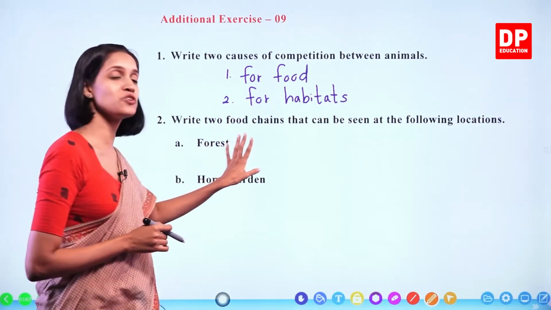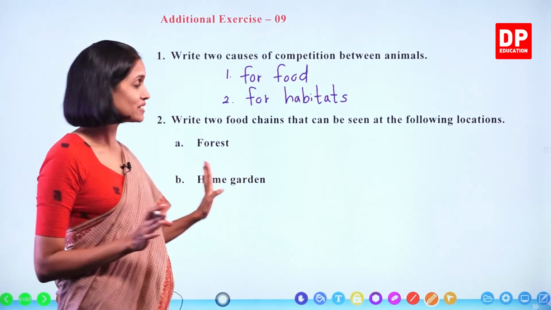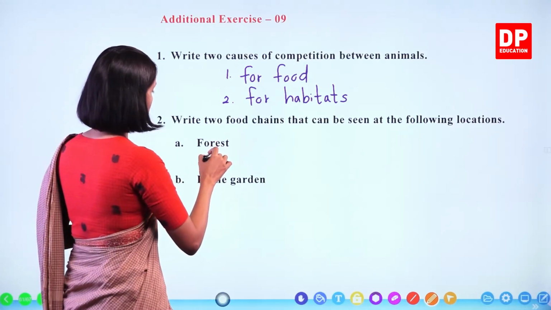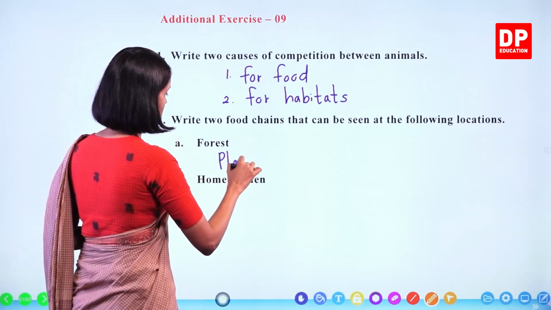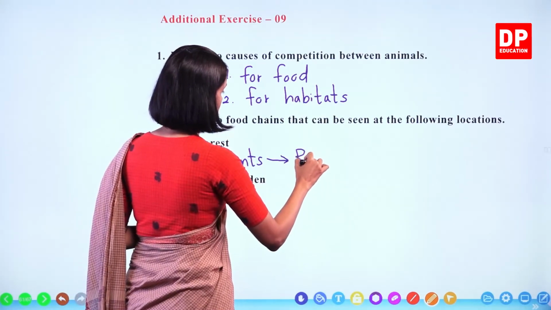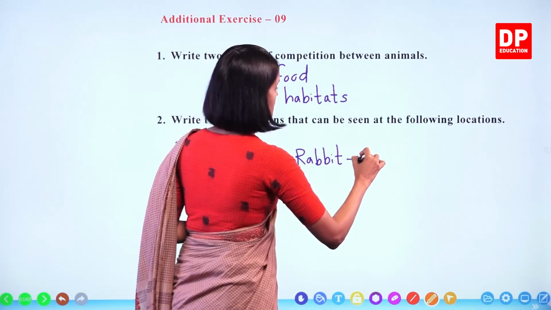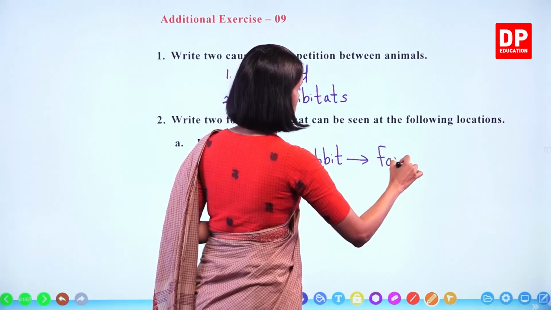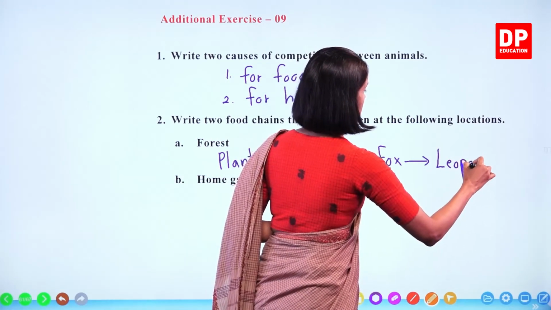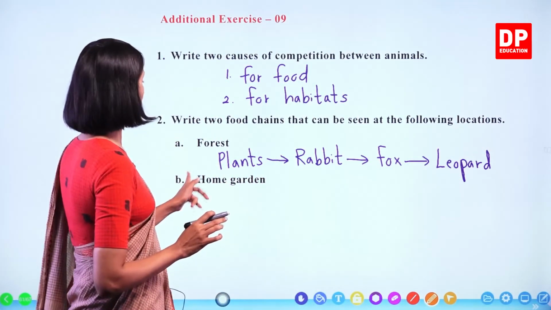Okay. Next one. Write 2 food chains that can be seen at the following locations. Now this also you all are very familiar with. We did these type of examples, right children? Okay, forest. Let's write plants, rabbit, fox, leopard. Right? Home garden. You can write grass, grasshopper, frog, rat snake.